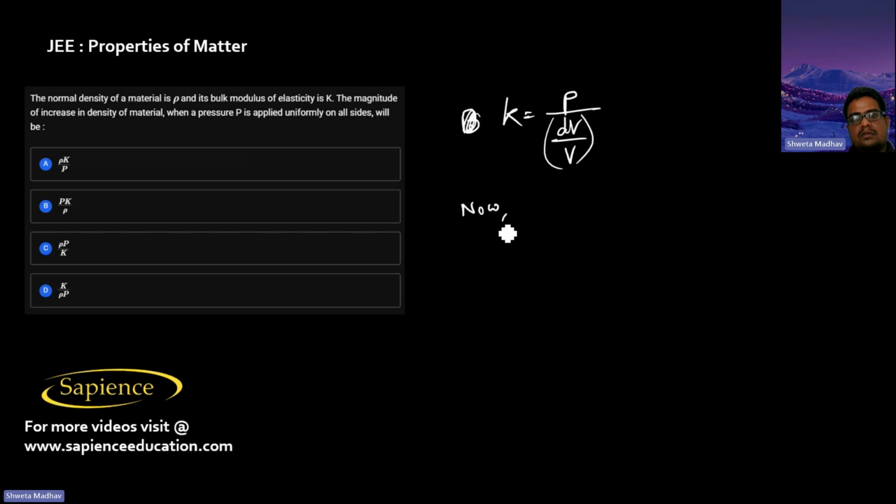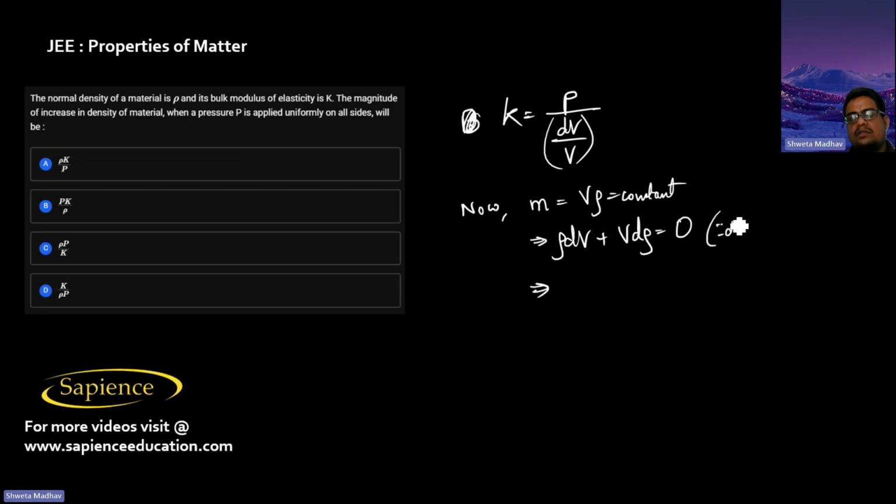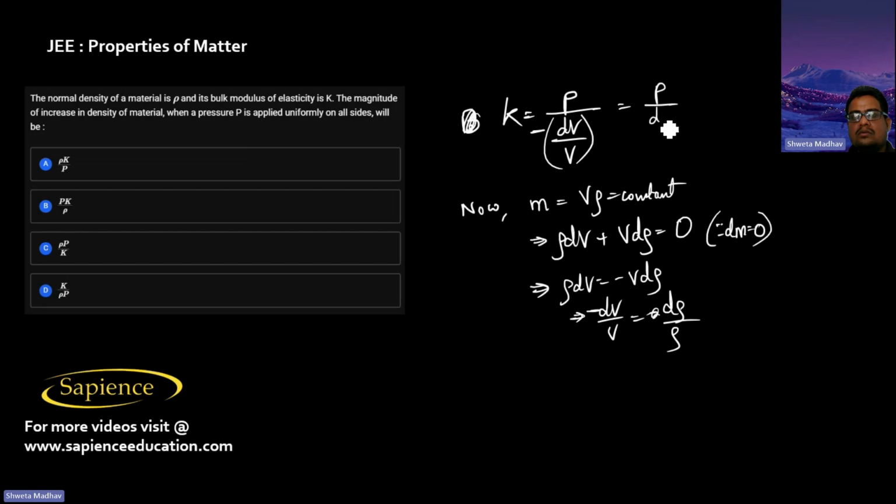Now, since the mass of the substance is volume into density and that is constant, if we differentiate both sides, we get rho dV plus V d rho equal to 0, since the change in the mass is 0. Obviously, dm is equal to 0. So I can say rho dV is equal to minus V d rho. So dV by V is equal to minus d rho by rho, or minus dV by V is equal to d rho by rho. So here also I can say P by K is d rho by rho.